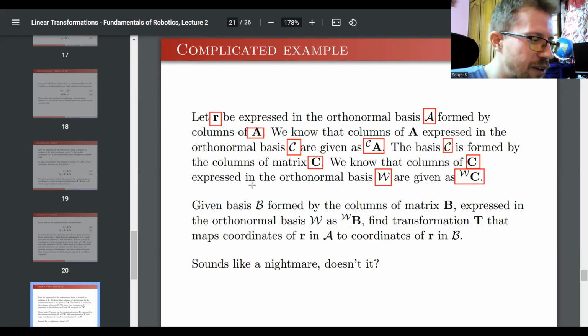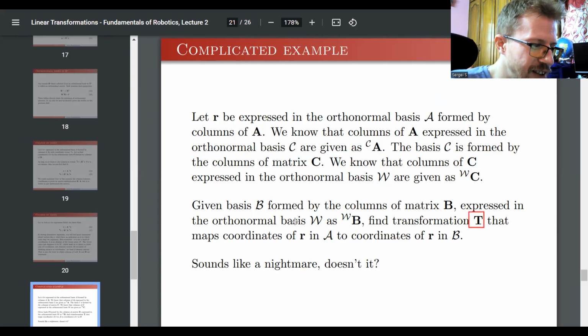Okay. Now, you have another basis, orthonormal, of course, B, formed by columns of matrix B. And columns of this matrix B, we know only as expressed in the basis omega. So the most basic basis here is omega. You can think about it as the world frame. Now, the question is, find transformation T that maps coordinates of R as expressed in A to coordinates of R as expressed in B.